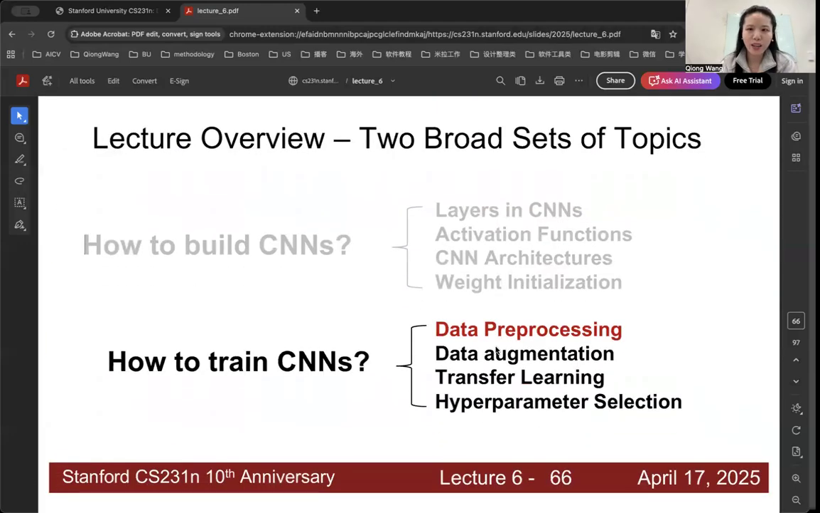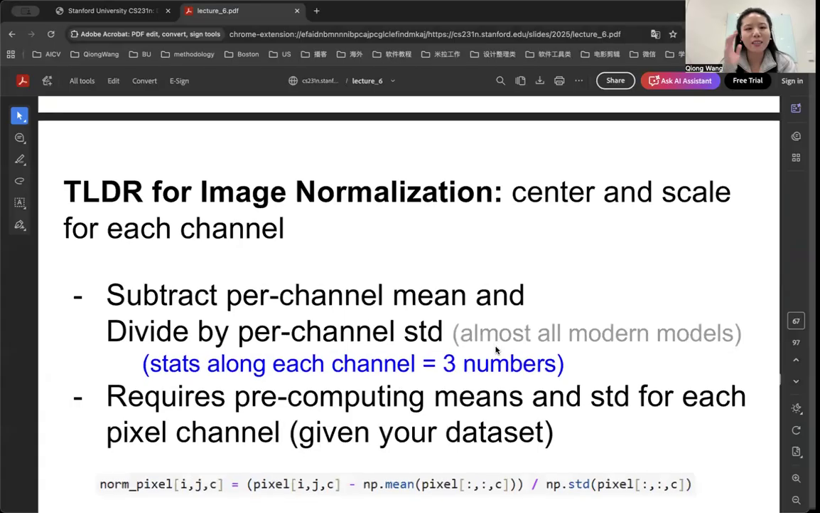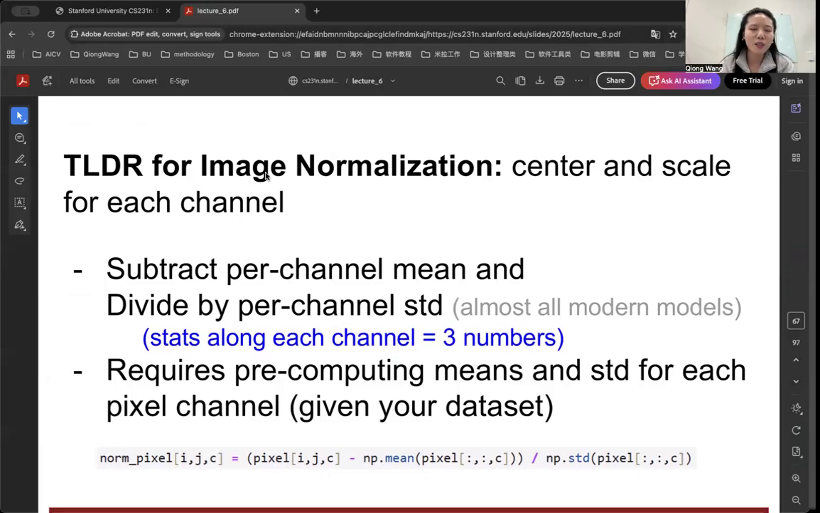Okay, let us continue on training networks. The first one is data preprocessing. Yes, this is image normalization. It's different from layer normalization. What's the function of it? First of all, we need to talk about why we need image normalization. If we don't use image normalization, the input images will have a very large or very small range and scale, and it is hard for the network to converge quickly.